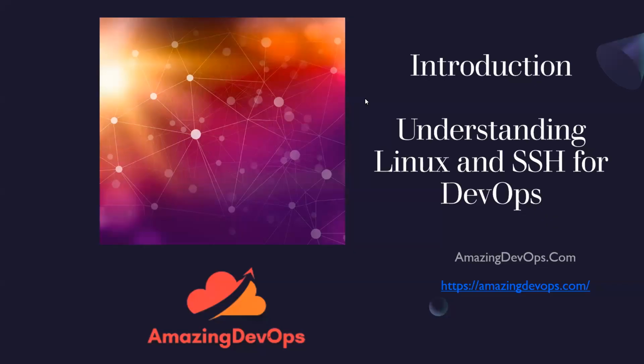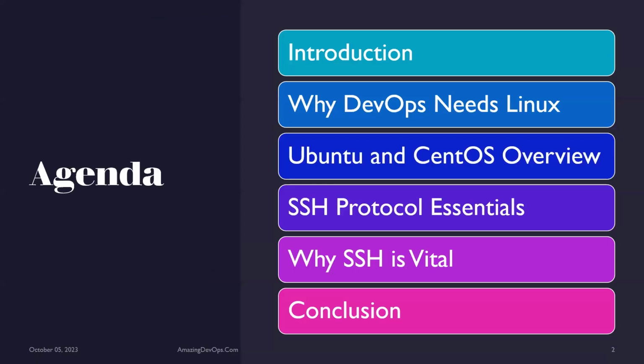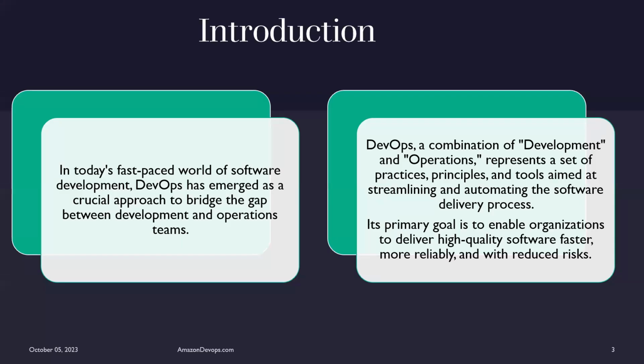Welcome to Introduction. Here we are trying to understand Linux and SSH for DevOps. These are the agendas. We have Introduction, why DevOps needs Linux, Ubuntu and CentOS overview, SSH protocol essentials, why SSH is vital, and of course we are going to make a conclusion. Start with introduction.